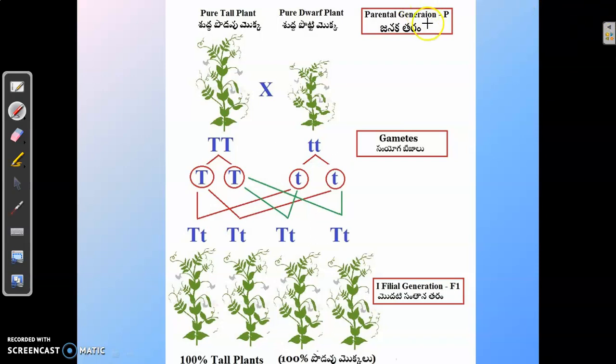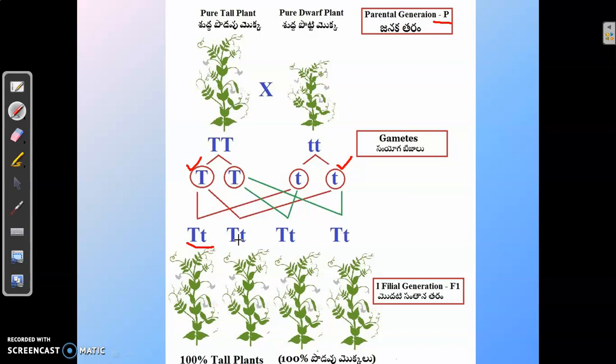These two plants are called the parental generation or P generation. The gametes obtained from a pure tall plant are capital T, whereas the gametes obtained from a pure dwarf plant are small t. A cross between these two plants leads to offspring which are all heterozygous in nature, that is capital T, small t. These plants are called heterozygous tall plants. Now, these plants are termed F1 generation plants.